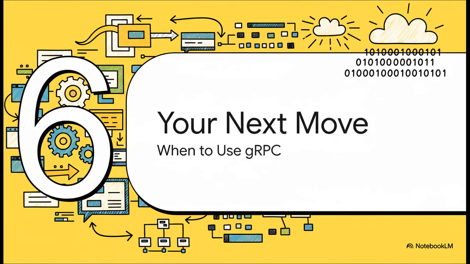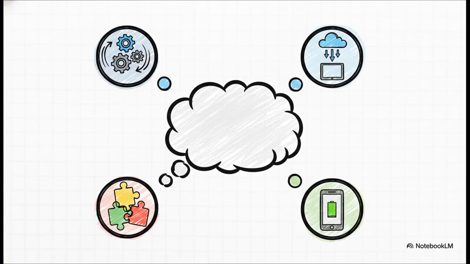So, with all of that in mind, what's your next move? When should you be reaching for gRPC in your own projects? Okay, here's the bottom line. Think about using gRPC when performance is absolutely critical for your internal services. Think gRPC anytime you need real-time streaming, like for a chat app or sending back system telemetry. You should definitely think gRPC when you're juggling services written in a bunch of different languages. And it's a fantastic choice for mobile apps, where its efficiency can actually save battery life and data usage.